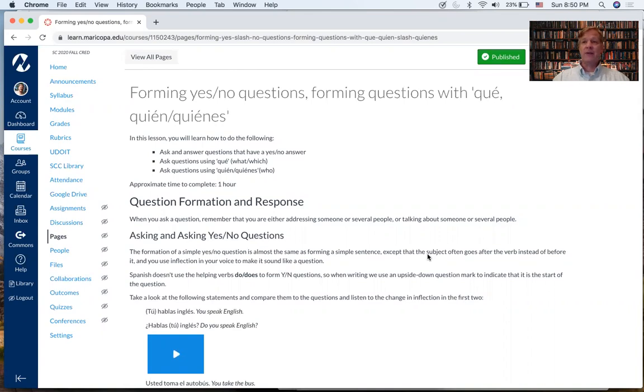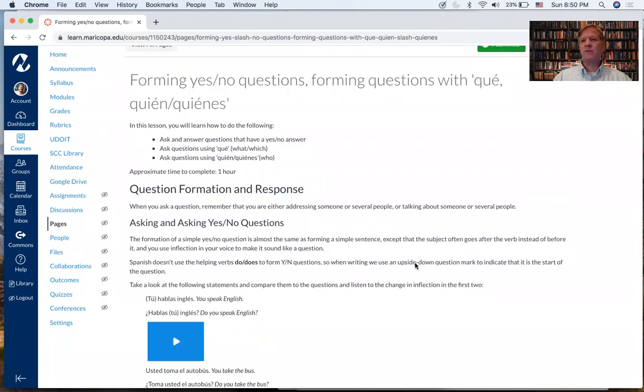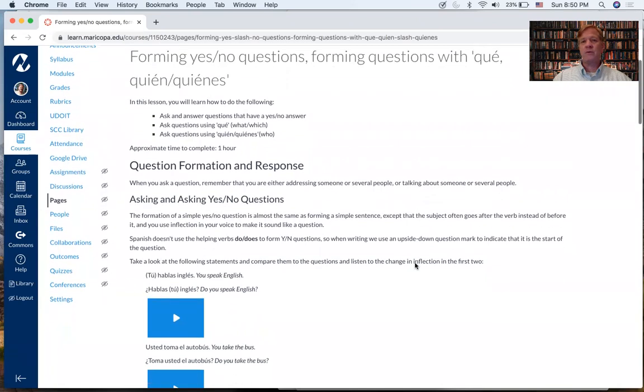Hola clase. Today we will be looking at forming questions. Yes, no questions and interrogative questions with qué and quién and quiénes. This corresponds to Module 1, Unit 4C.